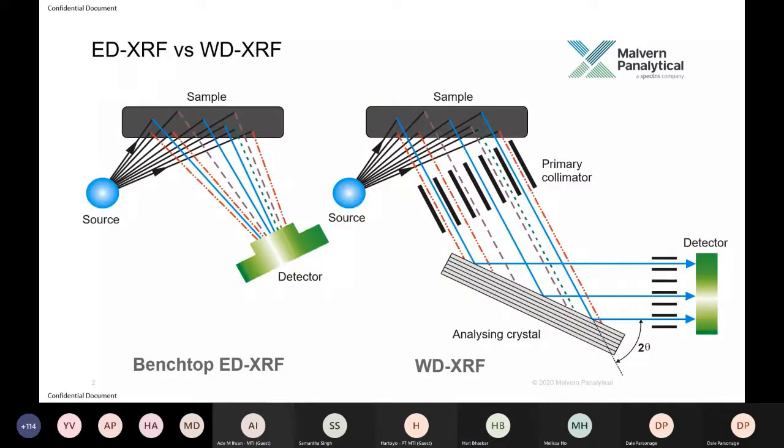Okay, so I talk about it being a simpler instrument, and this is the breakdown of the ED optics versus the WD optics. On the left-hand side of the screen, we can see the ED setup, which is a simple X-ray source that excites a sample and responds to a detector. Whereas on the right-hand side with the WD, we have to travel through a collimator to an analysing crystal, which then heads forth to a detector.